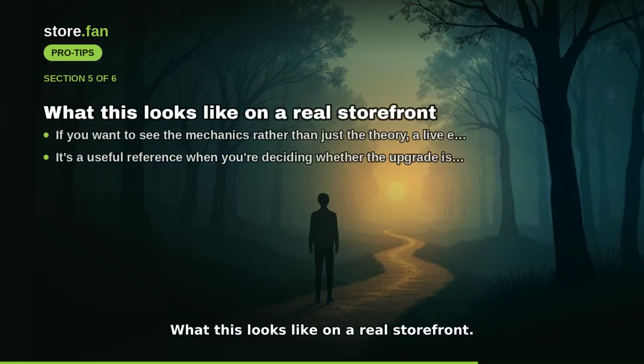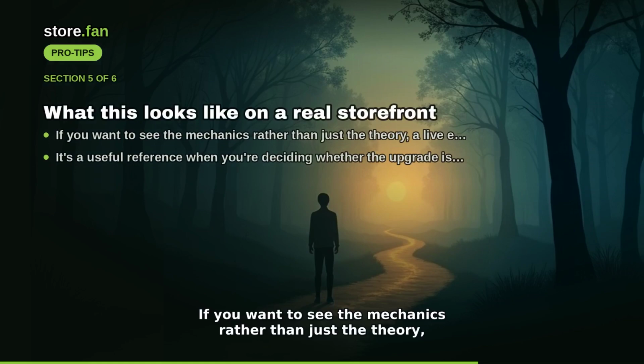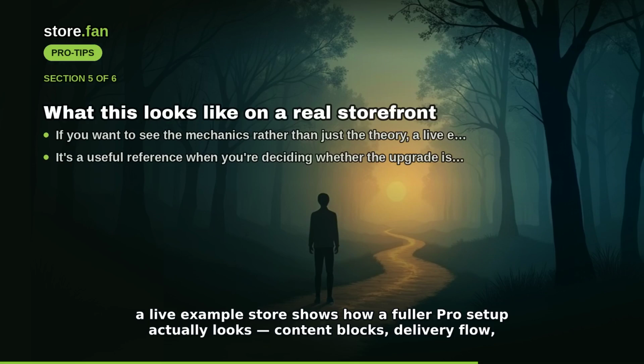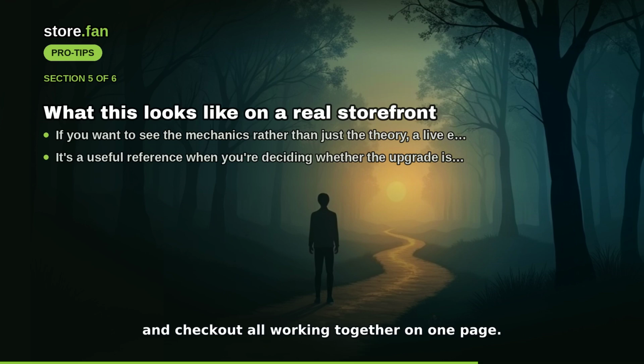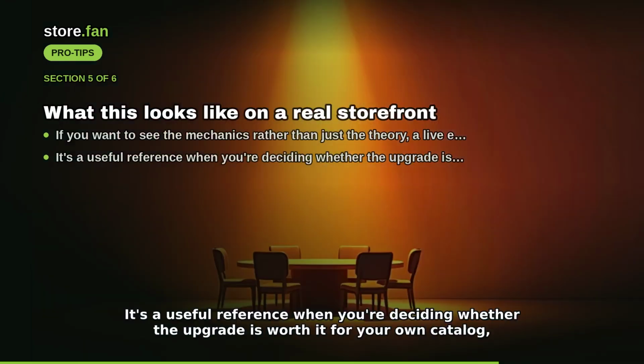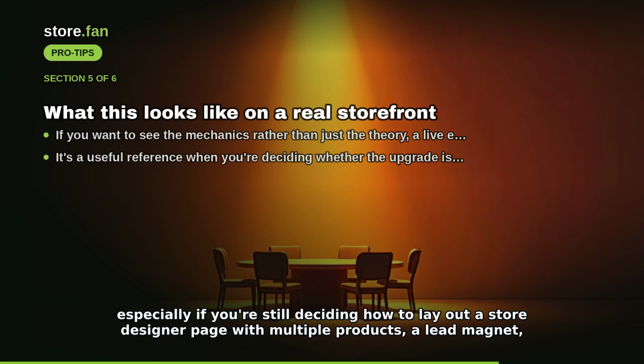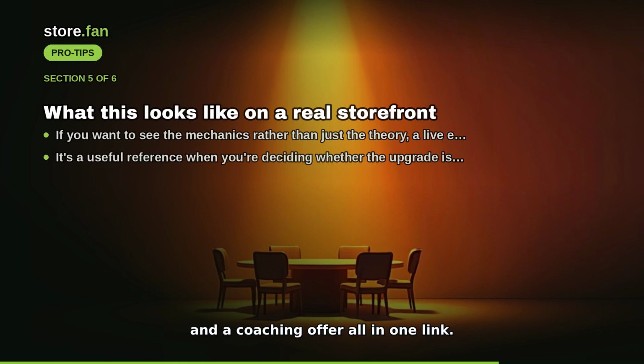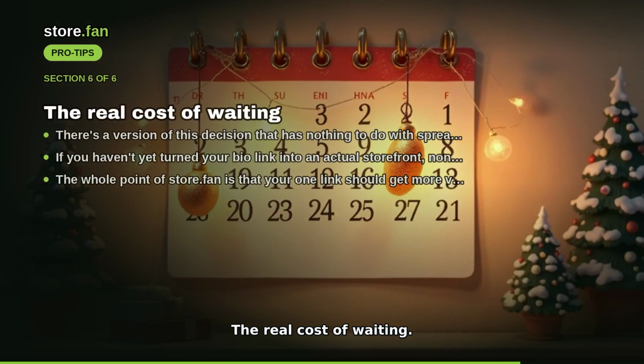What this looks like on a real storefront. If you want to see the mechanics rather than just the theory, a live example store shows how a fuller pro setup actually looks. Content blocks, delivery flow, and checkout all working together on one page. It's a useful reference when you're deciding whether the upgrade is worth it for your own catalog, especially if you're still deciding how to lay out a store designer page with multiple products, a lead magnet, and a coaching offer all in one link.